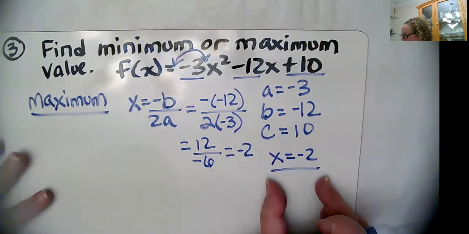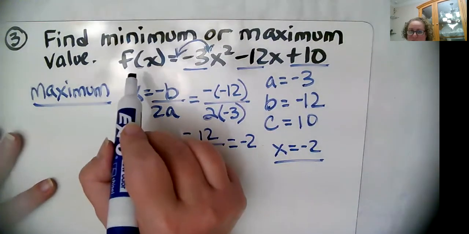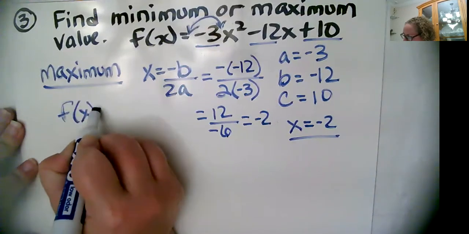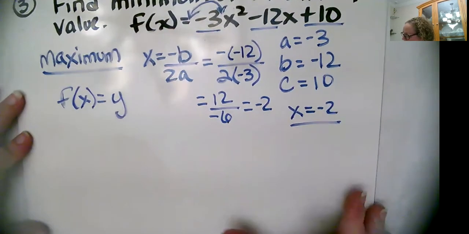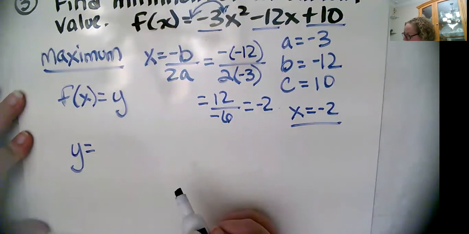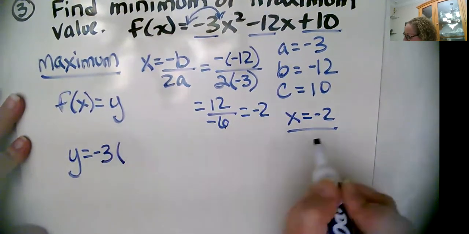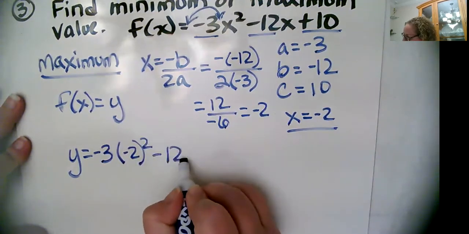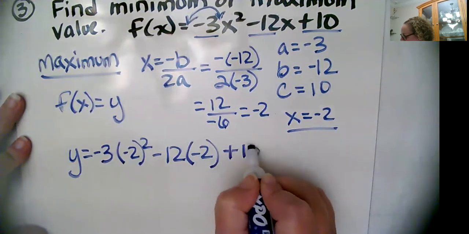So now we're going to take that value, plug it back into our equation. Well, don't forget, f of x is equal to y, foxy. So we can find our y value. So y is equal to negative 3. Replace the value of x with negative 2. Negative 2 squared minus 12 times negative 2 plus 10.